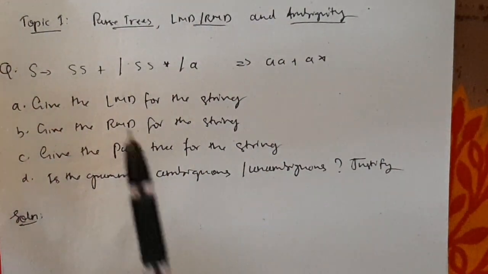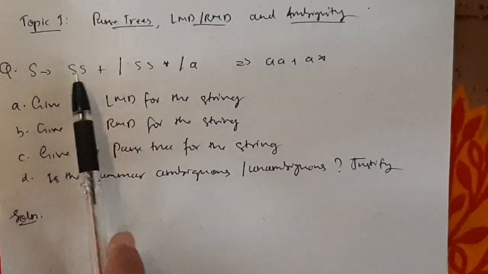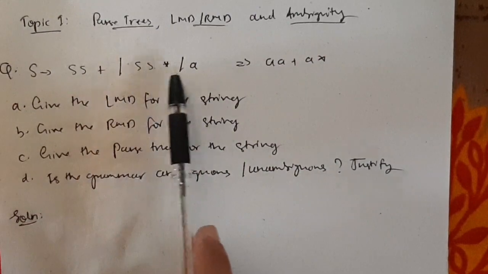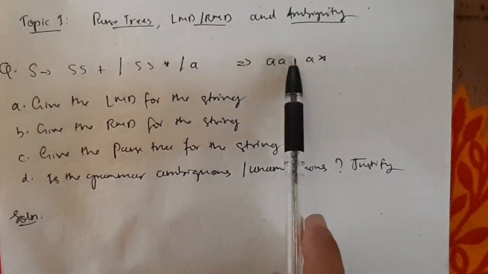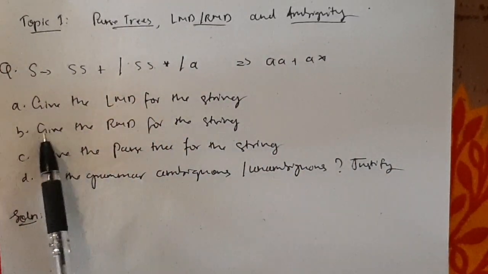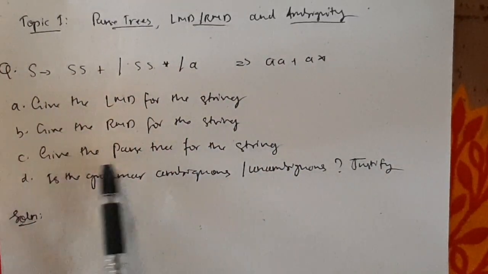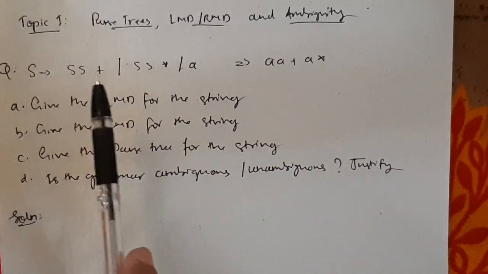So this is the first type of question which you can expect in the exam. This is the grammar given to us: S goes to SS plus, SS star, or A, and this is the input which is given to us, on which we have to perform the operation: A plus A star. Now the first question is give the LMD for the string, then give the RMD for the string, then give the parse tree for the string, and then is the grammar ambiguous or not, justify. Okay, so let's start from here.